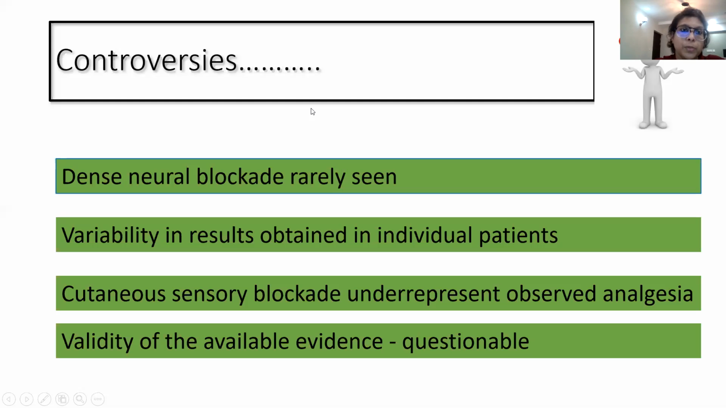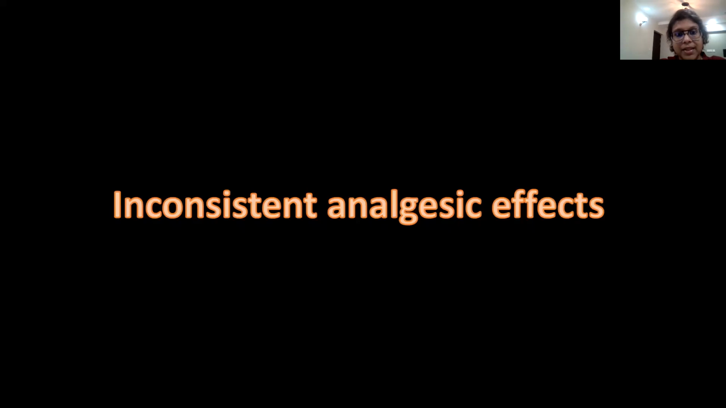Now, despite their popularity and widespread acceptance, they have their own fair share of controversies. Compared to the traditional peripheral nerve blocks, these facial plane blocks do not demonstrate dense neural blockade. There is variability in the results obtained in individual patients itself. The cutaneous sensory blockade underrepresents the observed analgesia. I will be discussing more on this in the coming discussion, and the validity of the available evidence is highly questionable. So the major drawback of these facial plane blocks is inconsistent analgesic effects.